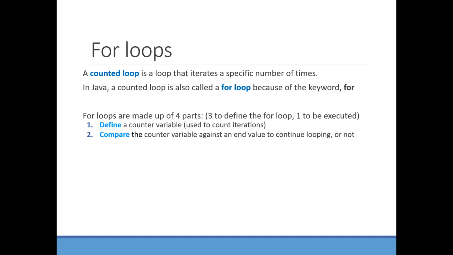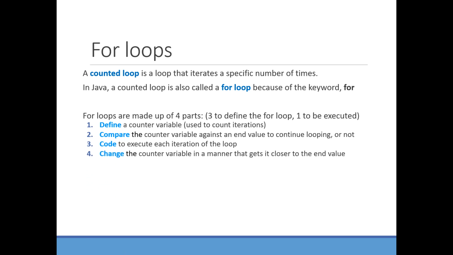This is going to be used to count the iterations as we go through. Then we're going to compare that counter variable against an end value. So maybe, for example, I want to loop from 5 to 10. My end value there is 10. Okay? Code. This is the code that's going to be inside the loop, and this is the code that's going to be executed in each iteration of the loop.